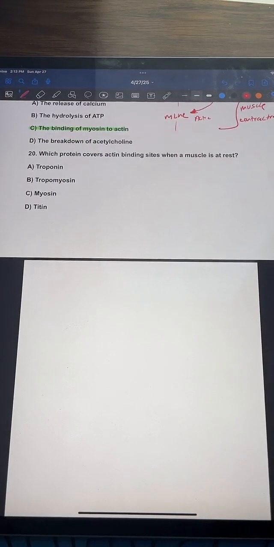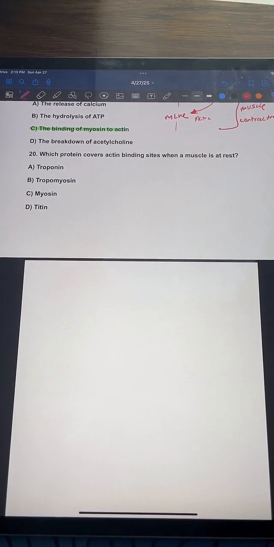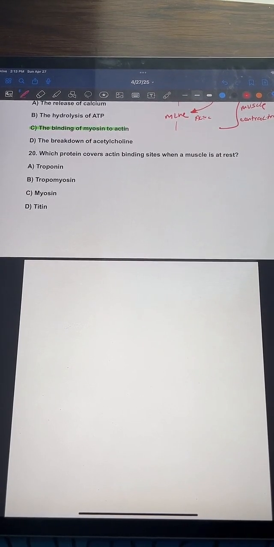Alrighty. Number 20. Which protein covers actin binding sites when a muscle is at rest? This is so fun. I'm so glad. Thank you for letting me know. I'm glad this is fun.